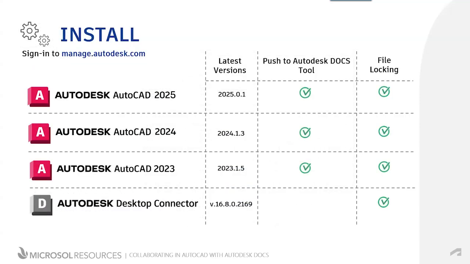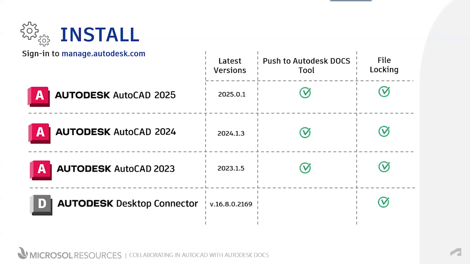As we mentioned earlier, in order for the design collaboration process to work efficiently and adequately, AutoCAD and Desktop Connector must be updated to the latest versions available for all project team members. Additionally, the Autodesk Docs integration is available in AutoCAD 2022 and all subsequent releases, 2023, 2024, and now 2025. This means that to leverage the most out of this tool, design teams must be using at least AutoCAD 2022.